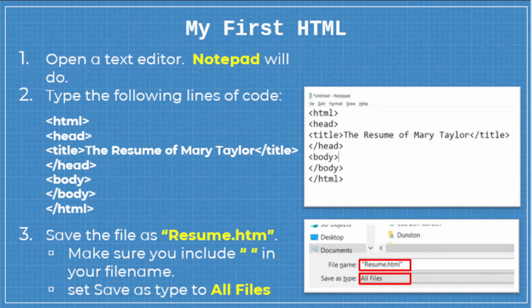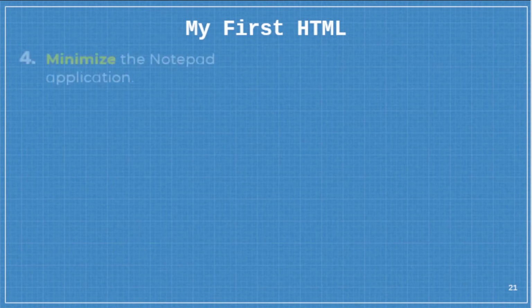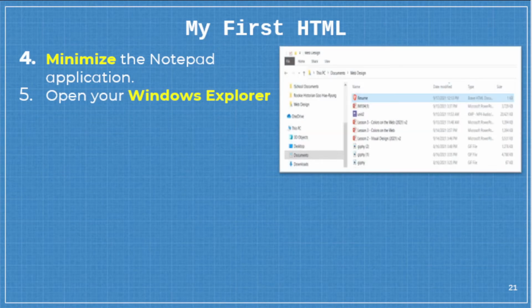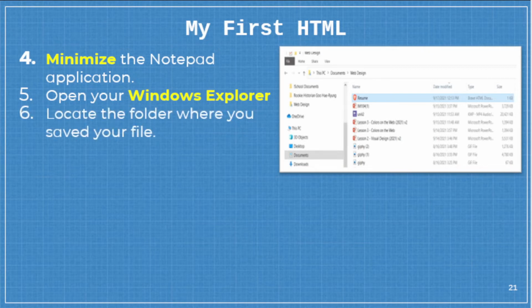Now once you save your file, minimize Notepad. Don't close it, just minimize it. What I want you to do now is open your Windows Explorer, not the Internet Explorer, the Windows Explorer, the one that you see on the right side. Open it and locate the folder where you saved your file. In my case, I put it in My Documents, and I created a folder called Web Design. It's up to you where you want to save it. Just remember where you saved your document file.